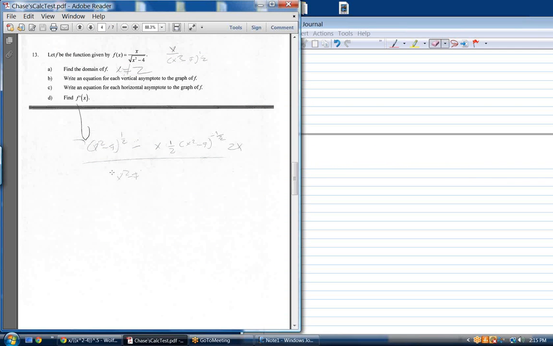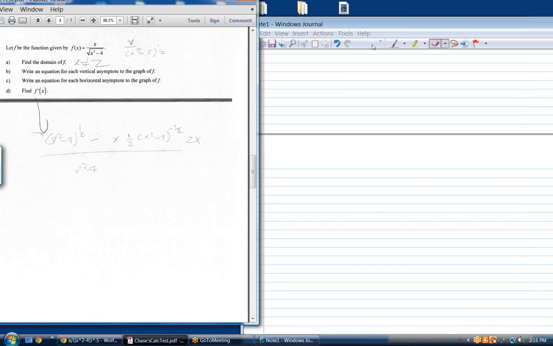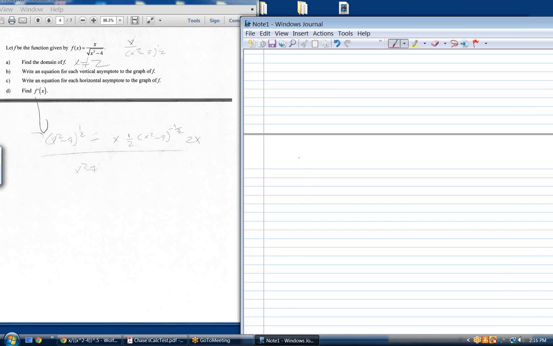Find f prime of x. Do you want to go through that, or do you know how to do that? I just did the quotient rule on it. Yeah, I'm good. So it's the bottom times the derivative of the top minus the top times the derivative of the bottom. All that looks great. X squared minus 4. Okay. There is some simplification of that. How much does she want you to do? I don't know. That is not fully simplified, and I'll show you why.